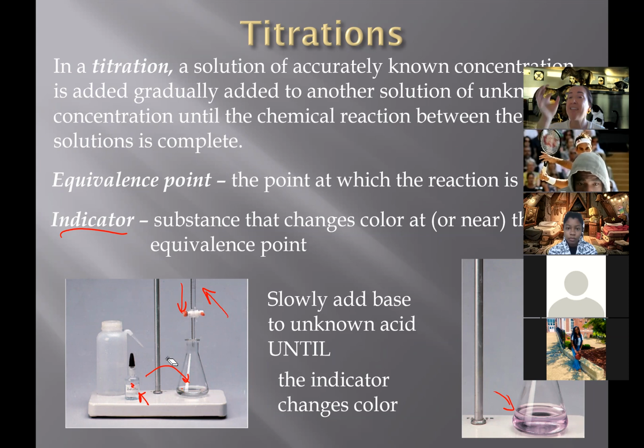The moment that solution turns pink, that tells those of us doing the experiment that it's not an acidic solution anymore, because you've been adding base drop by drop by drop. The moment it turns over to the basic side is when it turns color. That's how you know when to stop. And that tells you how many milliliters of that base you have added to this unknown acid. So you call that the indicator.